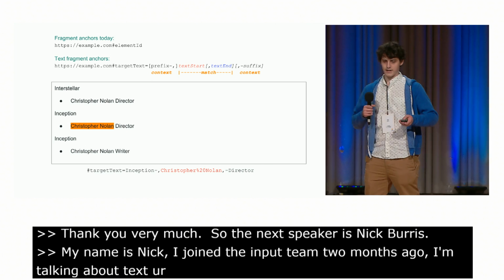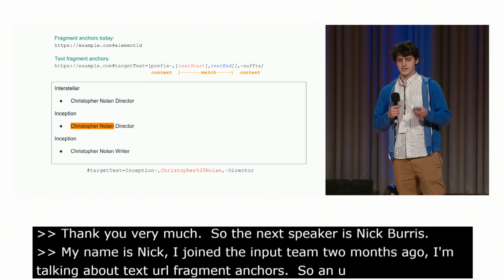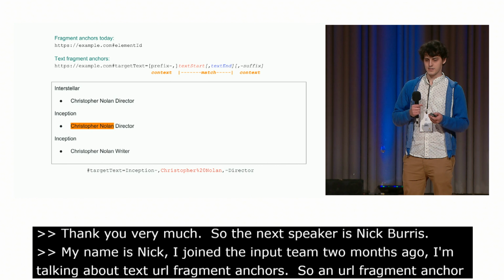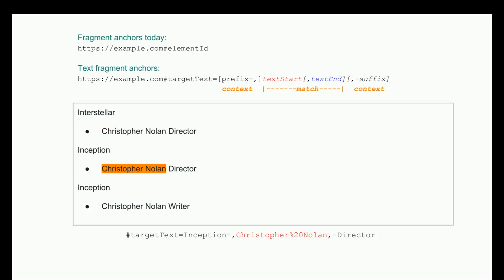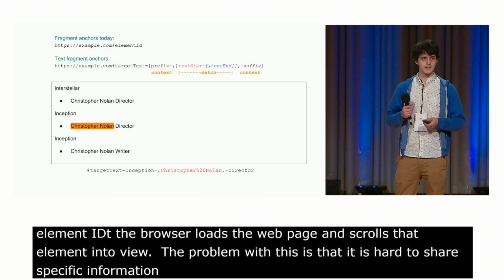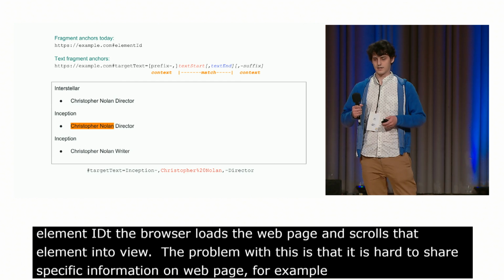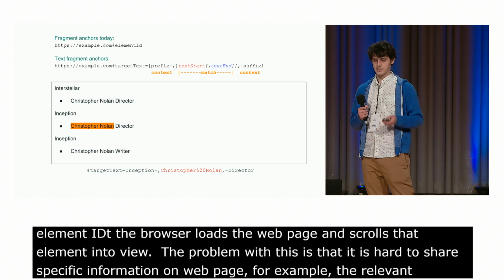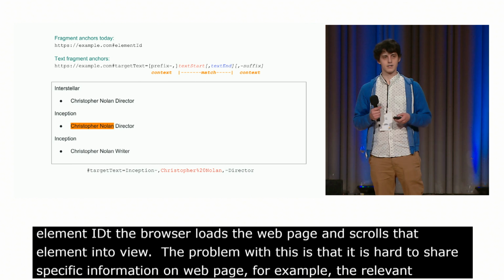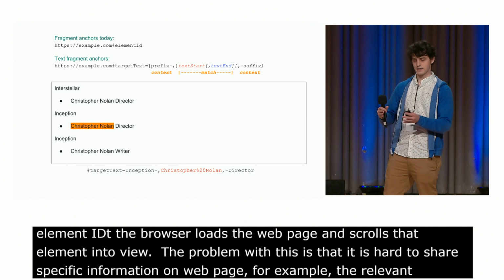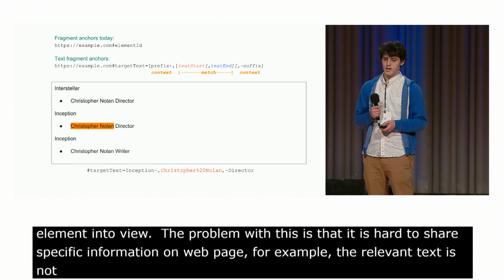A URL fragment anchor today looks like this at the top. We have a URL followed by the hash symbol and then an element ID, and the browser loads this web page and then scrolls that element into view. The problem with this is that it's hard to share specific information on the web page. For example, the relevant text that you want to share may not be near an element ID. So text fragment anchors allow us to link directly to some text, and then the browser can scroll to this text and even highlight it to indicate what is being linked to.